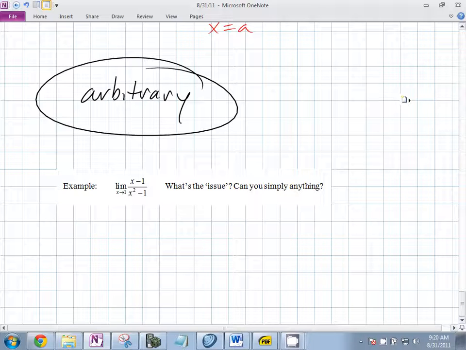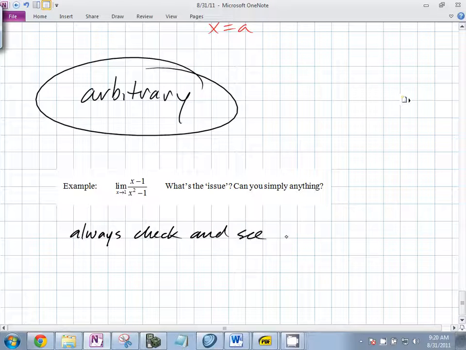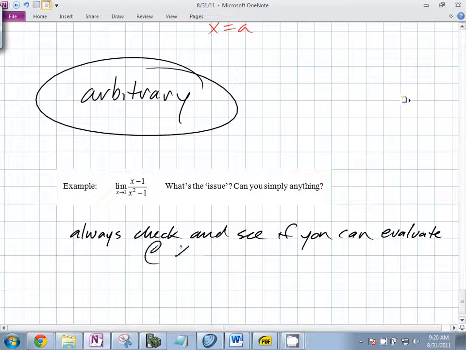Always check and see if you can evaluate at x equals a. Can you on this one? No. Can't plug in 1. So on this one, you can't plug in 1. That's the issue. So what could you do?